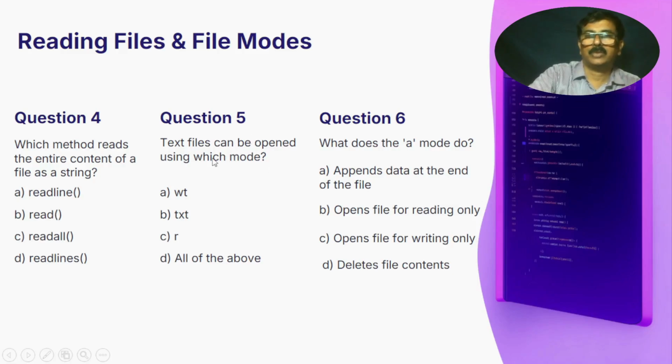Question 5. Text file can be opened using which mode? WT, TXT, R, all of the above. That is R, read mode. What does the A mode do? Appends data at the end of the file, opens file for reading only, opens file for writing only, deletes the file content. So it is appends data at the end of the file.